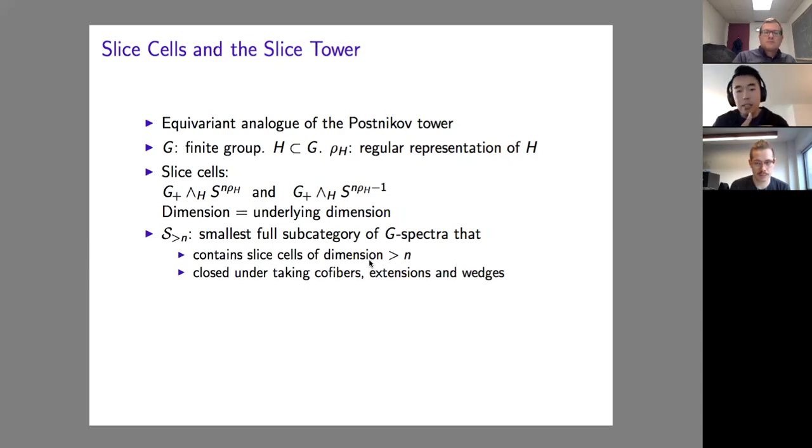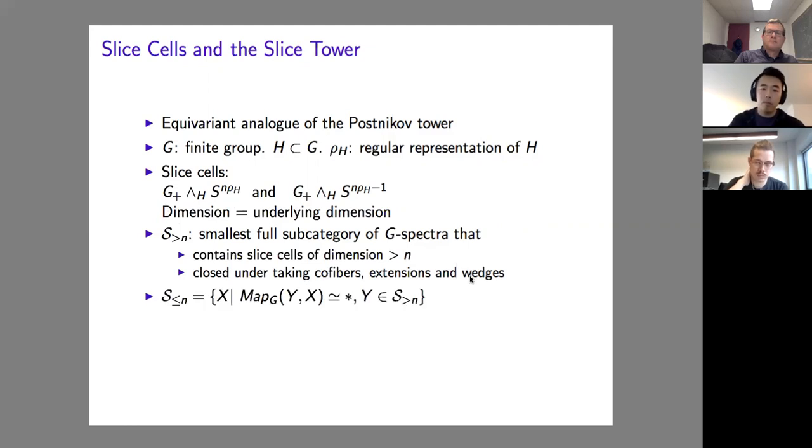So non-equivariantly, this is saying I'm taking all the spheres with dimension greater than N, and I close it up under cofibers, extension, and wedges. Non-equivariantly, I have these equivariant spheres, and I'm doing the same construction. Okay. Now, I just want to remark that this is closed under taking cofibers, extension, and wedges, but it's not closed under taking fibers. So this is what S greater than N is.